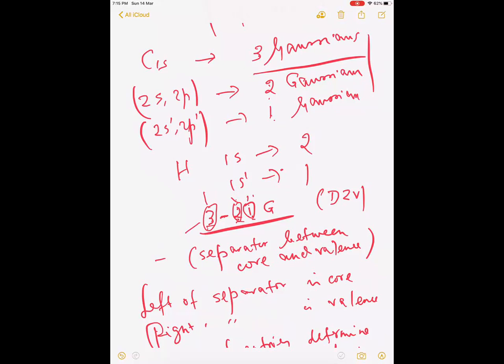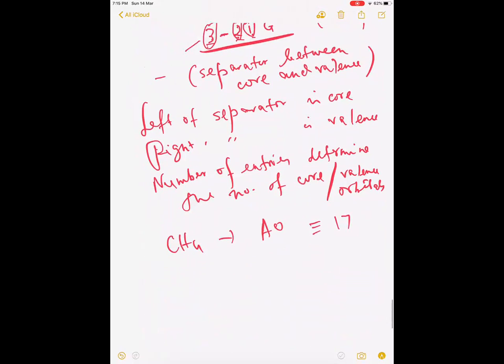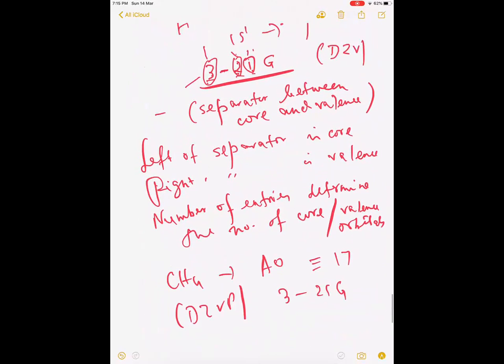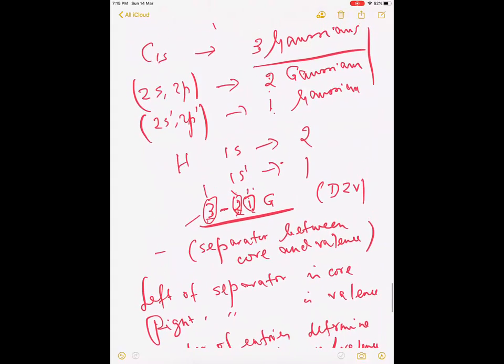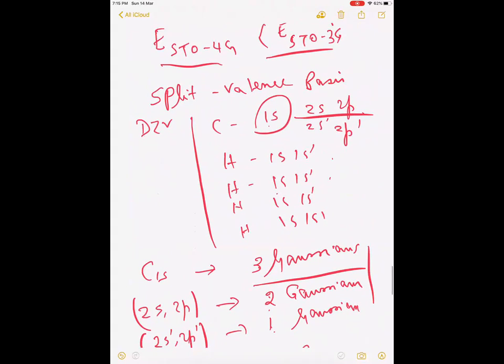I hope it is clear. So for this methane calculation, the total number of AOs is 17 in DZVP in 321G, because this is identical to the DZVP, because I have 2 entries, which means I have a situation where carbon is 1s, 2s, 2p, 2s prime, 2p prime, hydrogen 1s, 1s prime, 1s. So this is 9 plus 2 plus 2 plus 2 plus 2. That's 17.